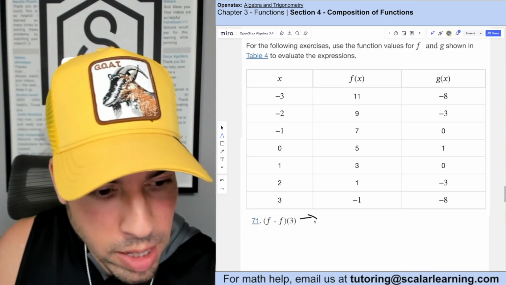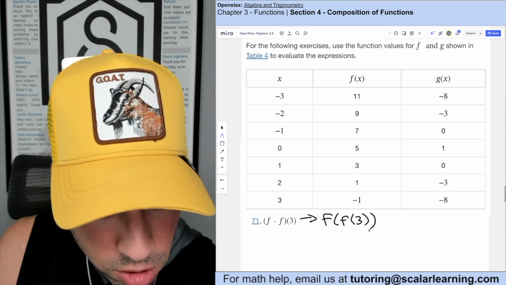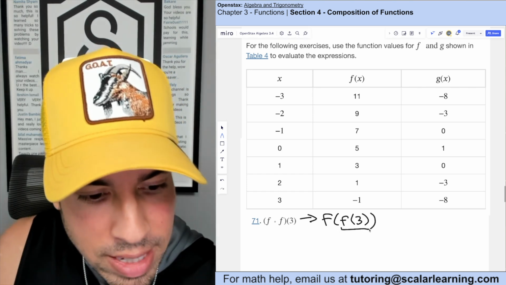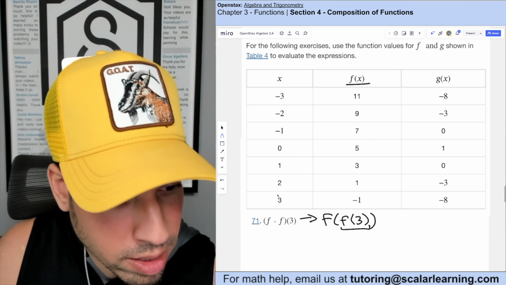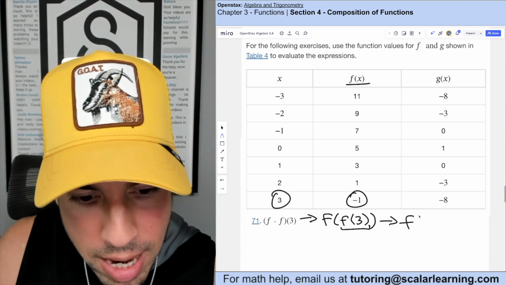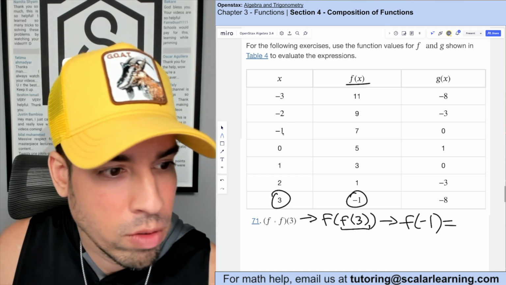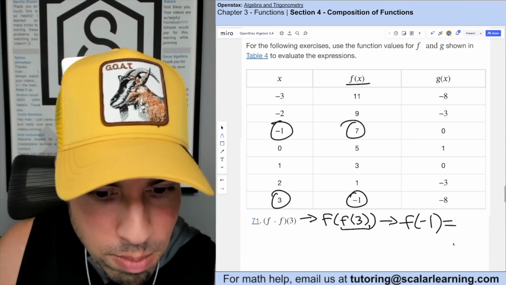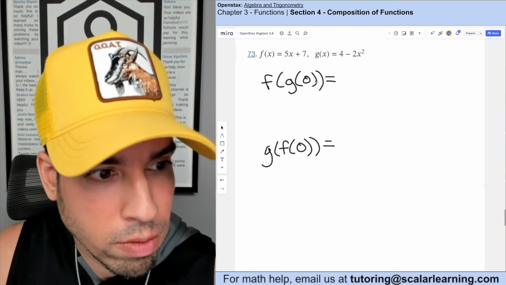So here we're going to rewrite this as f of f of 3, like so. And again, we're taking the inside first. So what is f of 3, meaning what is the function value of f when x equals 3? It is -1. So I'm going to rewrite this as f of -1, like so. What is the function value of f when x equals -1? It's going to be 7. Boom, done.